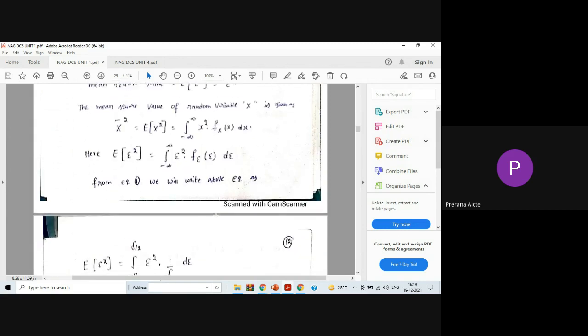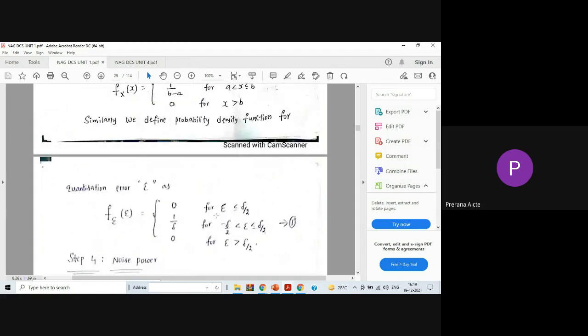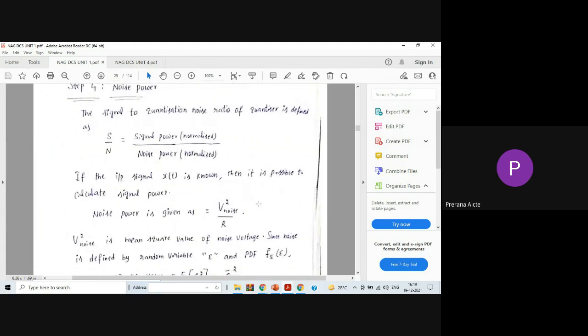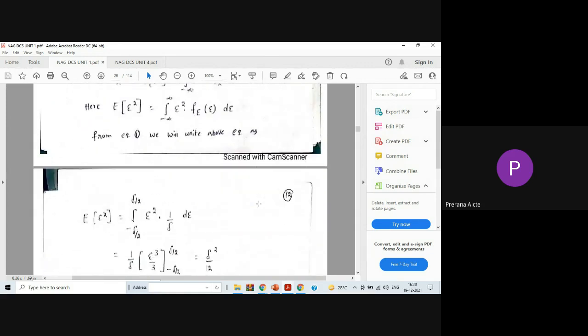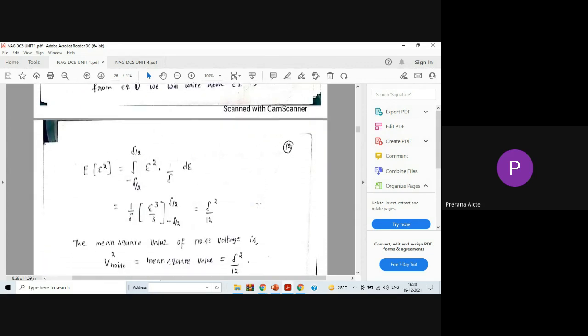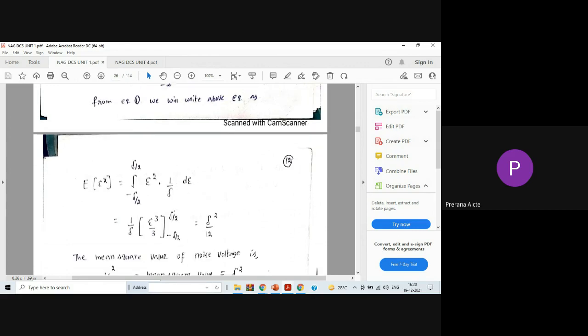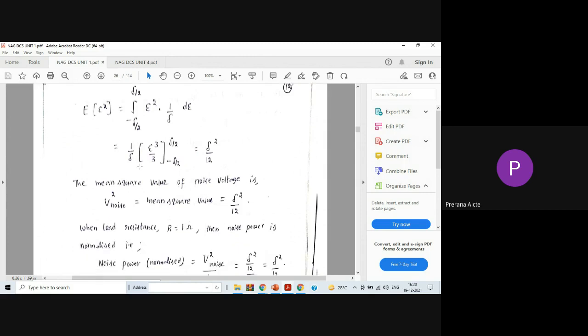From equation 1, what is that equation 1? This, right? Because it is varying between minus delta by 2 to plus delta by 2, we write epsilon square equal to the integral from minus delta by 2 to plus delta by 2 of epsilon square into 1 by delta. Why? Because in place of f epsilon we have 1 by delta. Now we are getting this as delta square by 12. So what is the mean square value of the noise voltage? It should be delta square by 12.